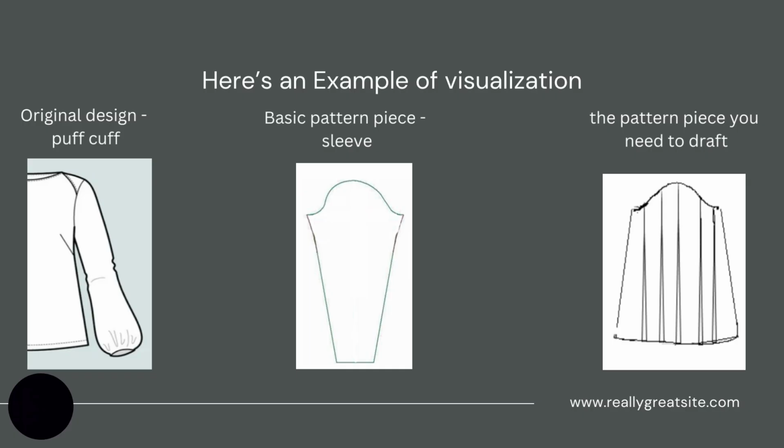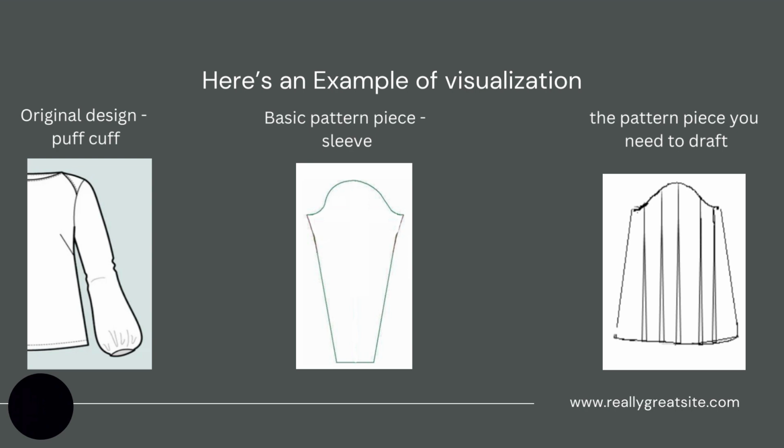So here's a quick example of visualization. You start with the far left picture, which is called a puff cuff. It's a regular sleeve, except for the very bottom. It's a little bit puffy, which means it's a little wider on the bottom.